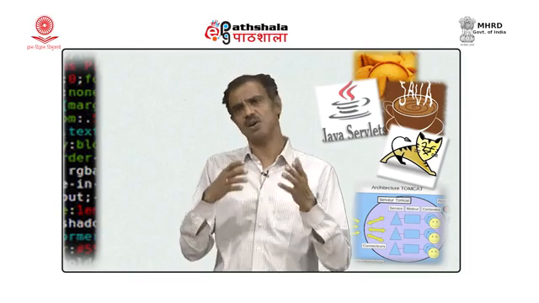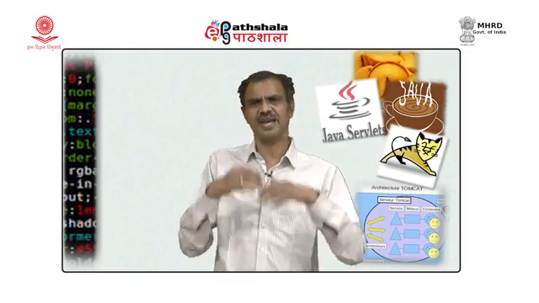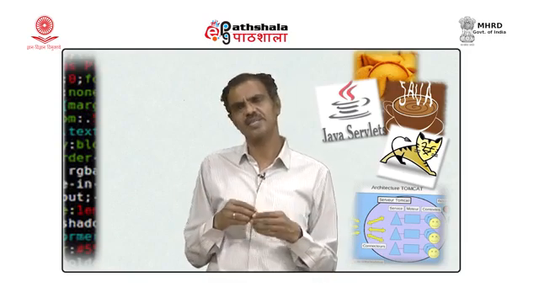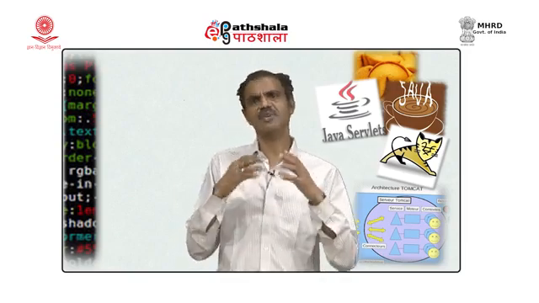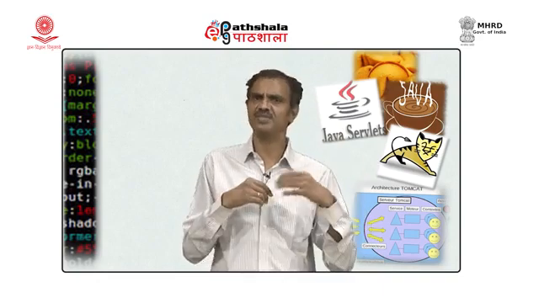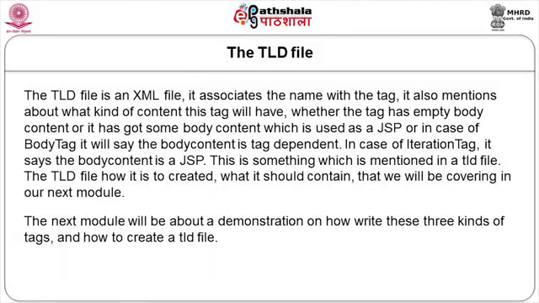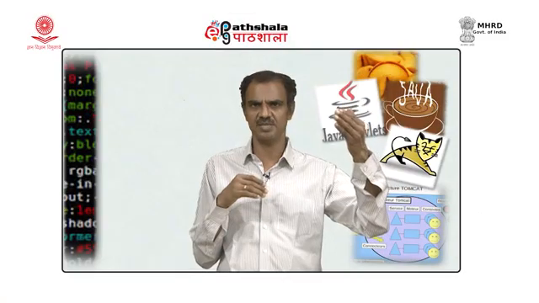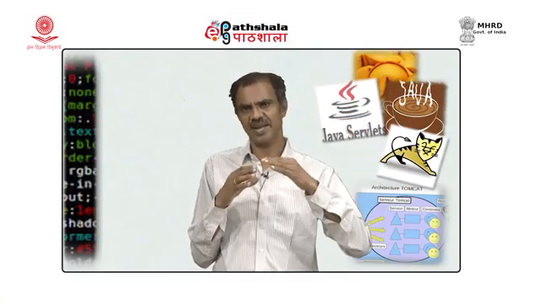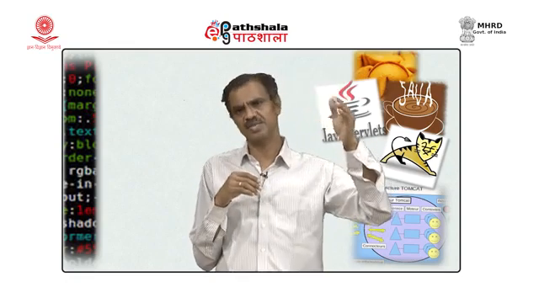And then of course, with a similar life cycle at the end, it would again also have a release method. Fine. So, that way we have got these three different kinds of tags. And then we have the TLD file which has to be written. What is to be given in the URI is nothing but the TLD file. The TLD file is an XML file which associates a name with the tag.